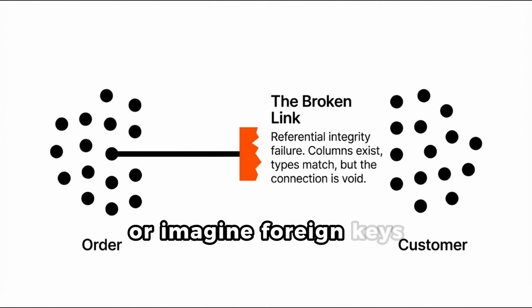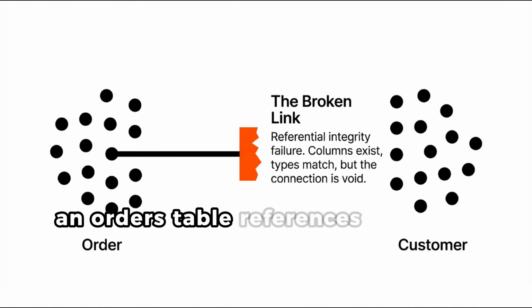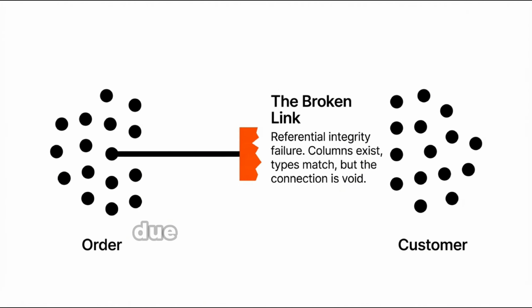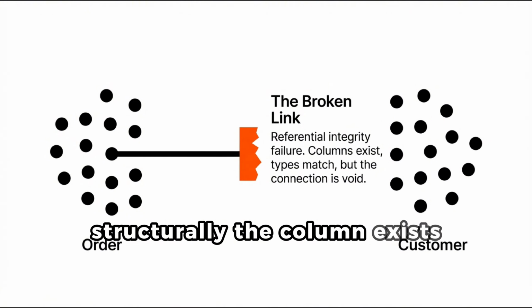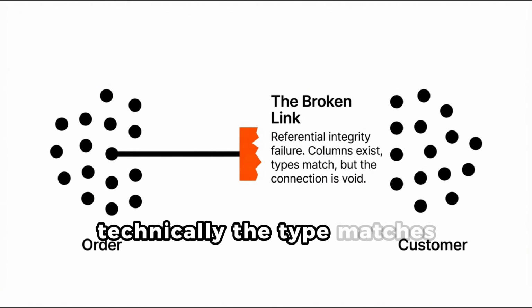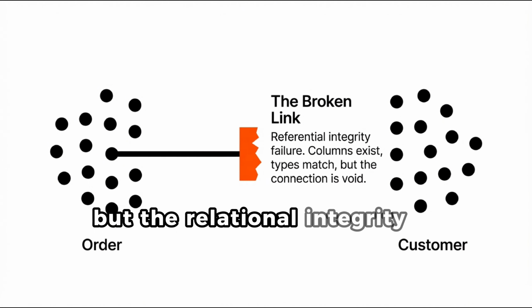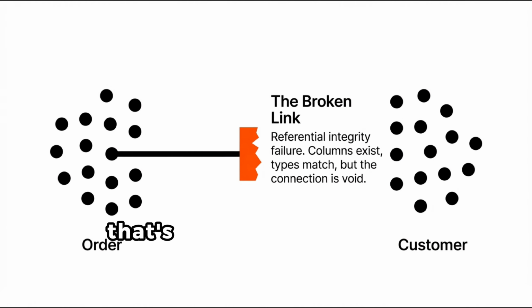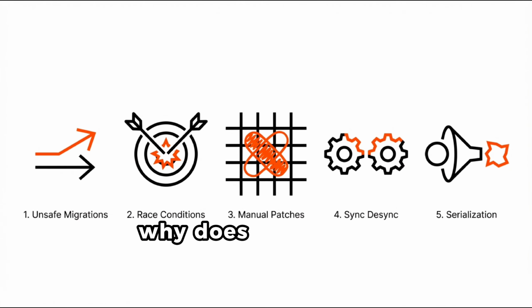Or imagine foreign keys. An orders table references customer ID. Due to a faulty backfill, some orders now reference IDs that belong to a different region's customer table. Structurally, the column exists. Technically, the type matches, but the relational integrity is broken. That's structural corruption. Why does this happen?